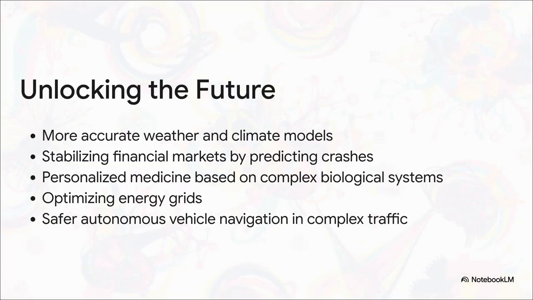So what's the bottom line here? Why does this all matter? Well, it's because we're finally starting to unlock systems that we once thought were fundamentally unpredictable. We're talking about maybe stabilizing financial markets because we can see a crash coming, or creating personalized medicine that adapts to our body's own unique, chaotic rhythms. It could even help self-driving cars navigate the unbelievably complex flow of city traffic. Seriously, the applications are everywhere.